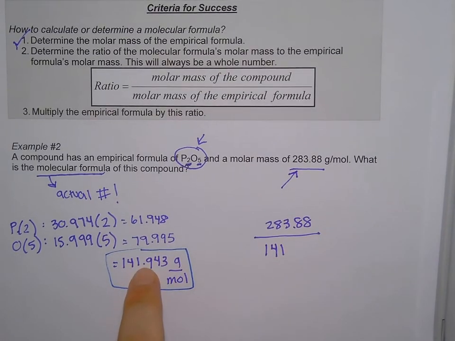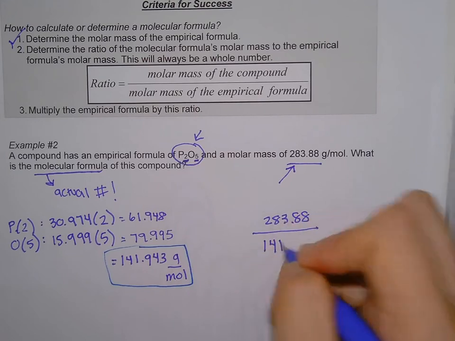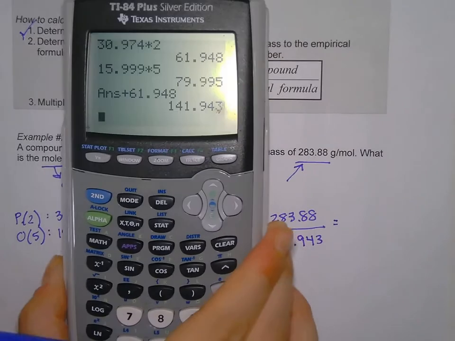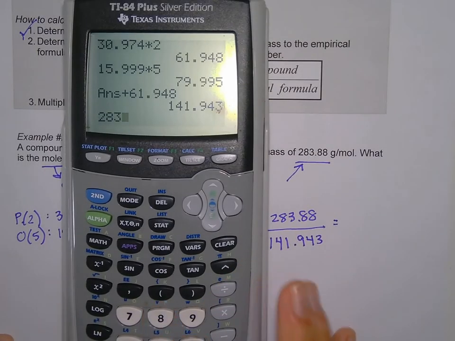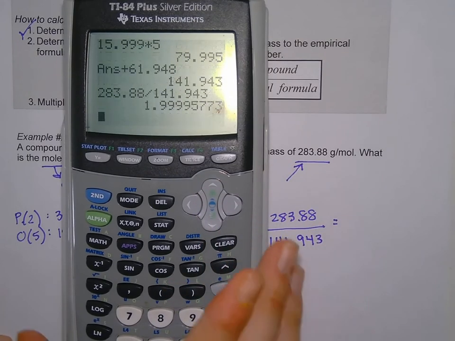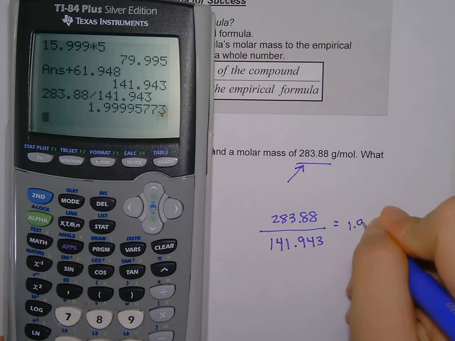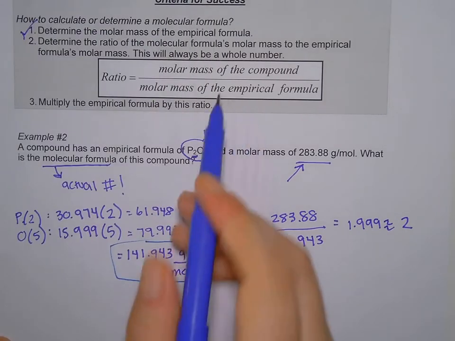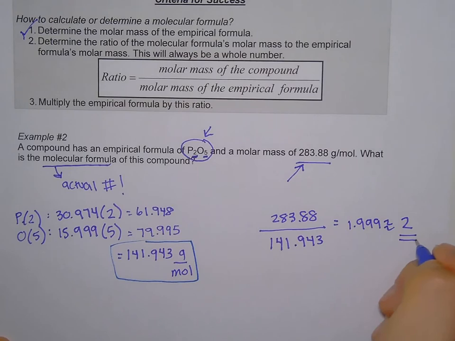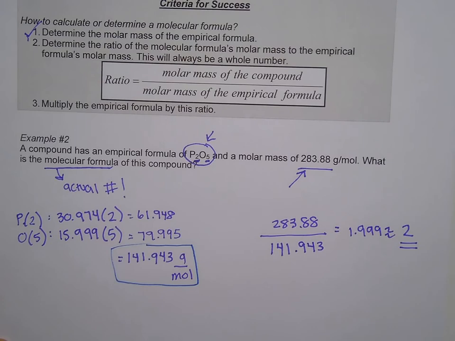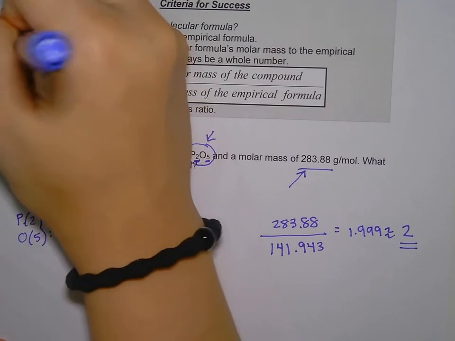141, again, this is my empirical formula right here, 0.943. Alright, so let me divide those 2 numbers. 283.88 divided by 141.943. And that is 1.999, and it keeps going, and that is approximately 2. So the whole number 2, right, you should always try to round up when you're doing ratios. So I found my whole number, it's 2. Cool, so I did number 2.